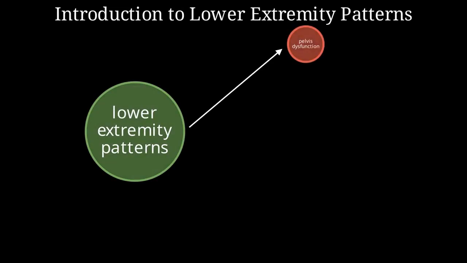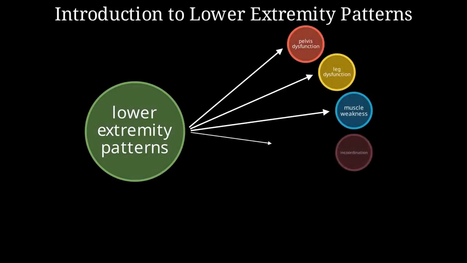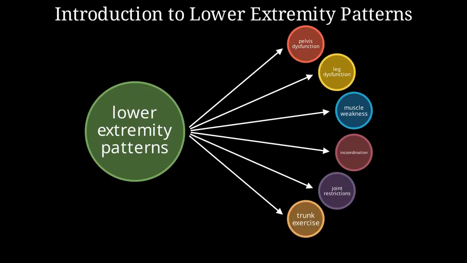Lower extremity patterns are essential for treating dysfunctions in the pelvis and legs caused by muscle weakness, incoordination, and joint restrictions. These patterns are used to improve walking, stair climbing, rolling, and bed mobility, and can also be used to exercise the trunk. Resistance applied to strong leg muscles can help activate weaker muscles elsewhere in the body.